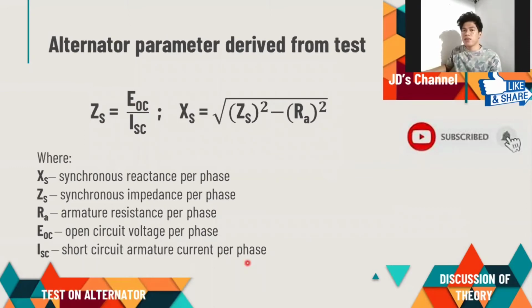So now, alternator parameters derived from the test. We have our ZS equals our EOC over our short circuit current. Then our XS is equal to the square root of ZS squared minus our RA squared.